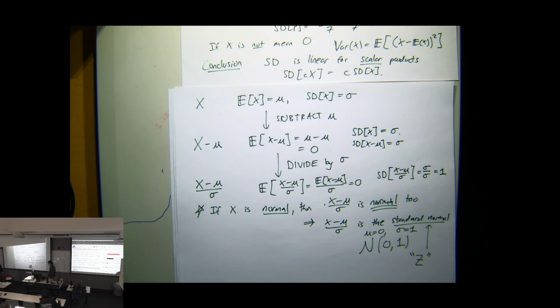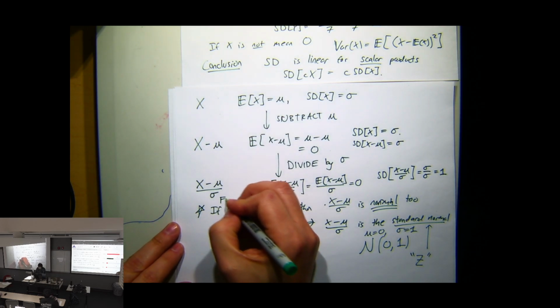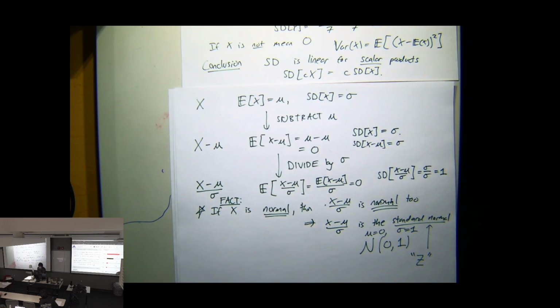Sure. Linear transformation of the... Yes, this is a cool fact. It's a fact right now, but in the third year you'll do a proof. Okay. All right. Other questions or comments?